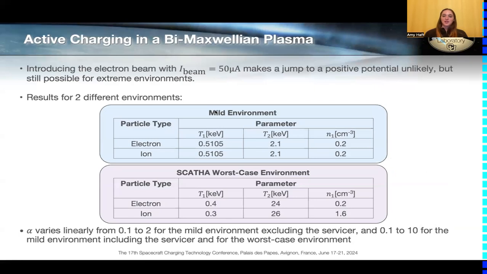So when we include the electron beam in the bi-Maxwellian environment at a current of 50 microamps, a jump to positive potential becomes pretty unlikely, except for in extreme environments, as we'll see later.